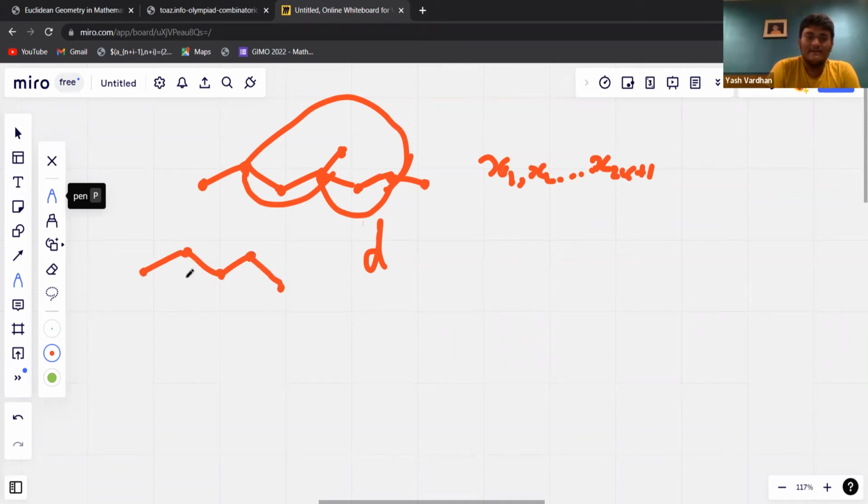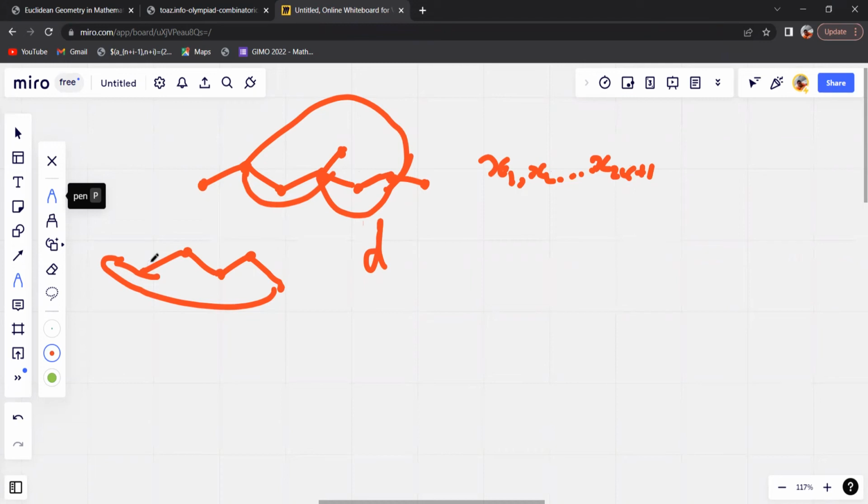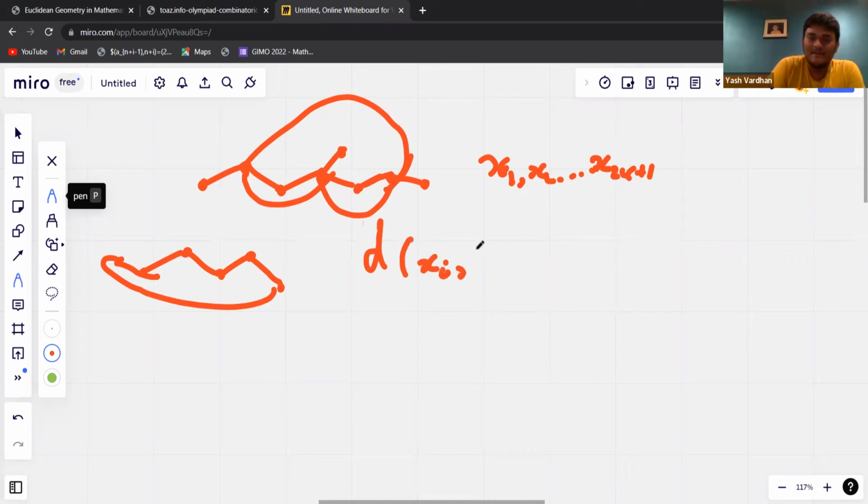Say there were some vertices present in a cycle: 1, 2, 3, 4. If the distance between these two vertices was even, then this would have been our odd cycle. So this doesn't happen, right? Do you get why the distance between xi and xi plus 1 should be odd? Otherwise, you already have your cycle. So we get that d of xi and xi plus 1 is odd.